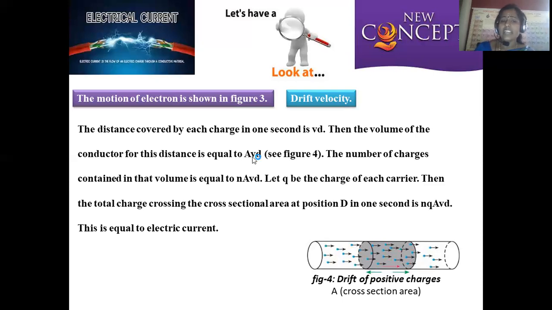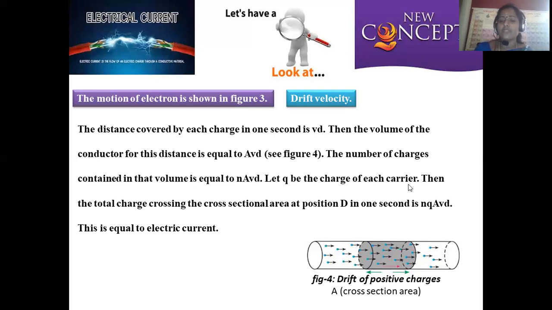So here it is a product of cross section with the drift velocity that is mentioned in this figure number 4. The number of charges contained in that volume is equal to nAVd. n denotes what? Charge density. AVd is nothing but the volume of the conducting material. Now, the collection of all these is called the number of charges contained in that volume. How many charges are contained in that volume is given by nAVd.